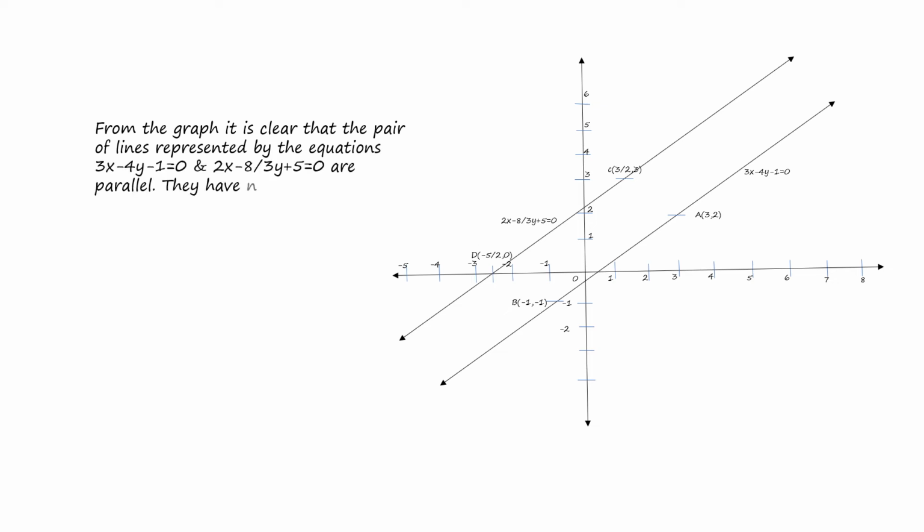So here in the graph we can see the straight line CD passes through C (3 by 2, 3) and D (minus 5 by 2, 0). And the straight line AB passes through A (3, 2) and B (minus 1, minus 1). So from the graph it is clear that the pair of lines represented by the equations 3x minus 4y minus 1 equals 0 and 2x minus 8 by 3 y plus 5 equals 0 are parallel. That means they have no common point. Hence, the pair of equations is inconsistent. It's proved.